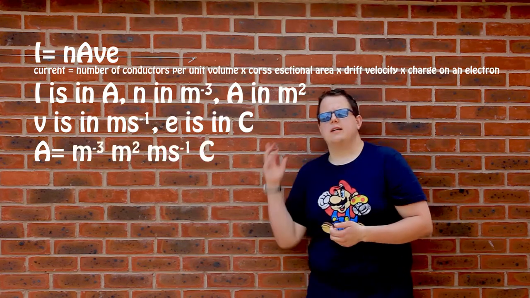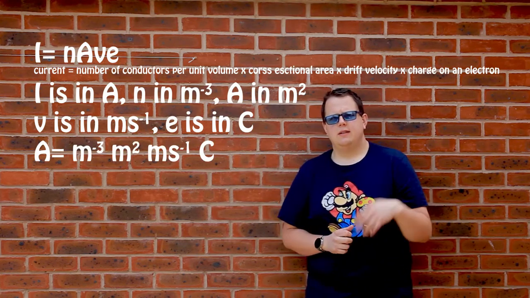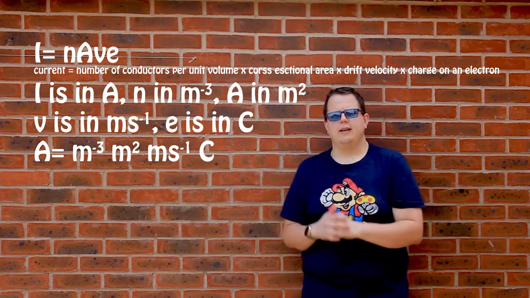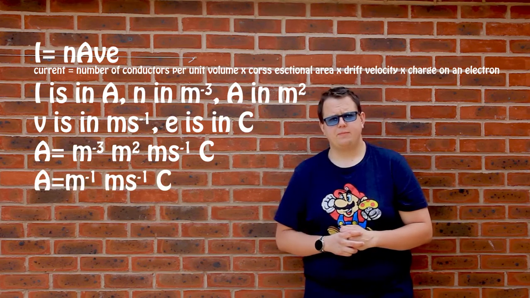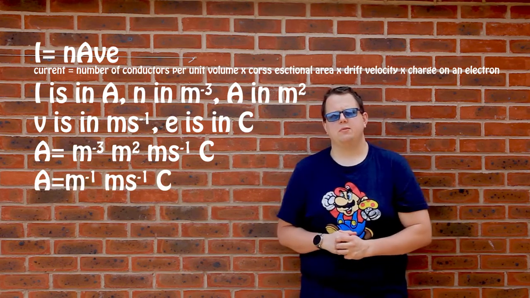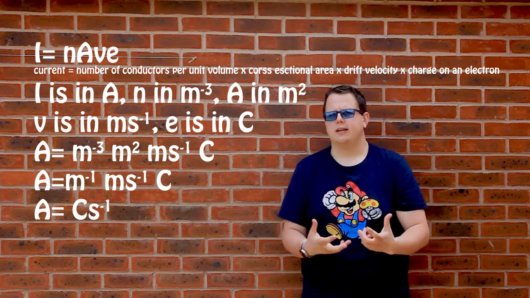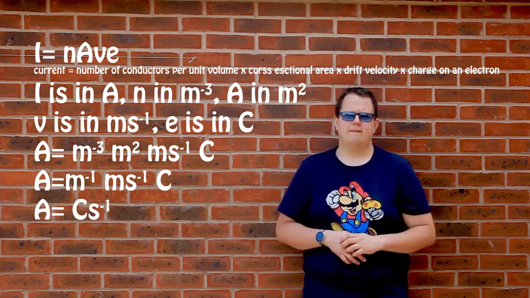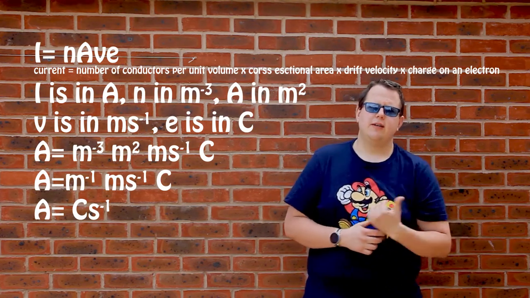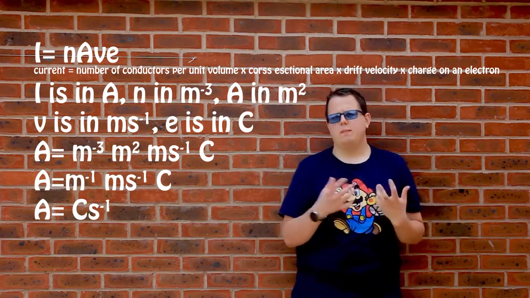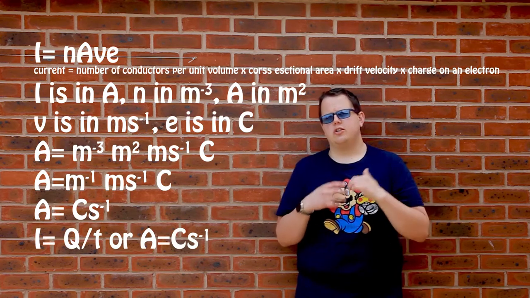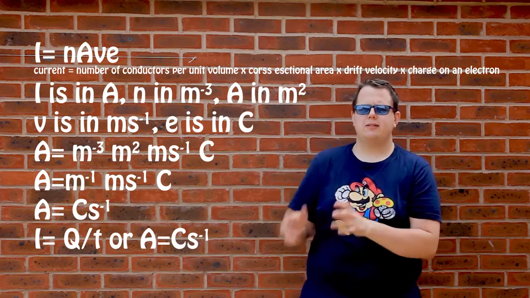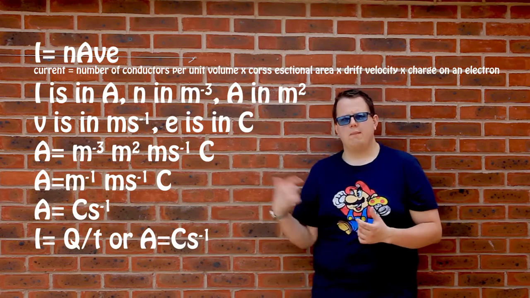So if we look at n and we look at A, then we've got per meter cubed and meters squared. So combining these, we just get per meter. Multiply this by meters per second and you get just per second. And so we're left then with coulombs per second. Now, current is the rate of flow of charge by definition, or charge divided by time. Coulombs divided by seconds. So a coulomb per second is just an amp. So now I've got amp on both sides.